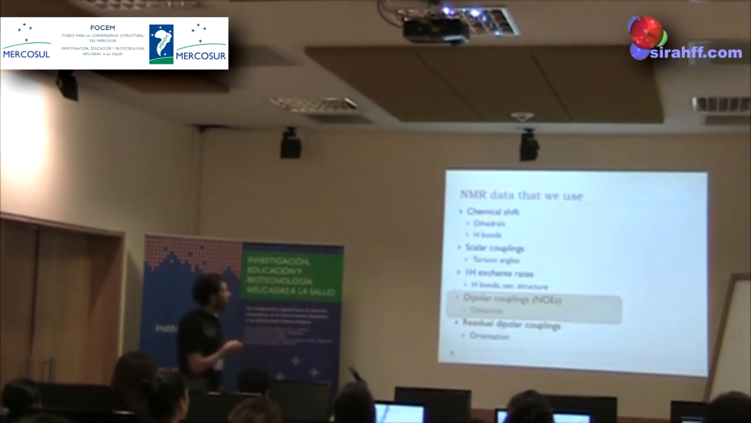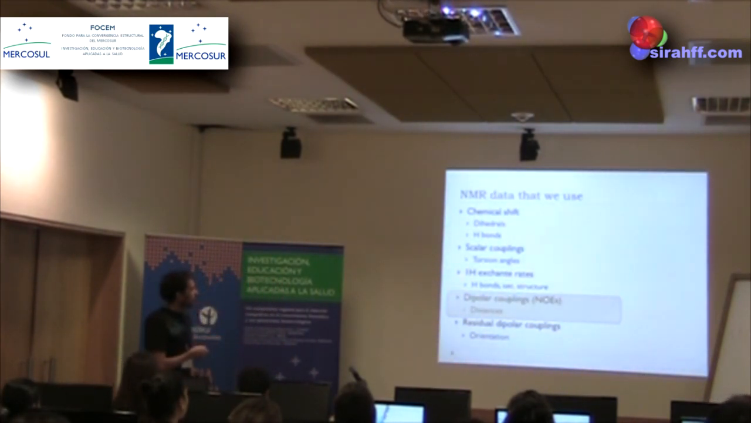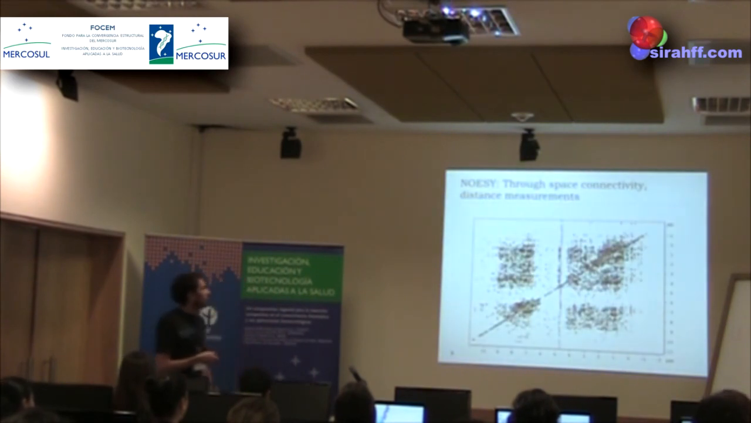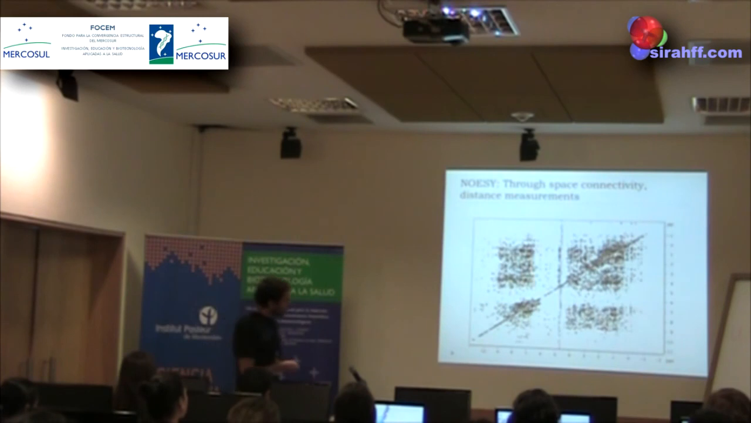Well, what's the NMR data that we use? Chemical shifts, scalar couplings, residual dipolar couplings, and the star here is the NOEs, the distance measurement that you get by interacting with nuclei that are close together. This is the most important information that we use for calculating. Now, this is what we call a NOESY spectrum. In this spectrum, you get a peak for each pair of protons that are close together.